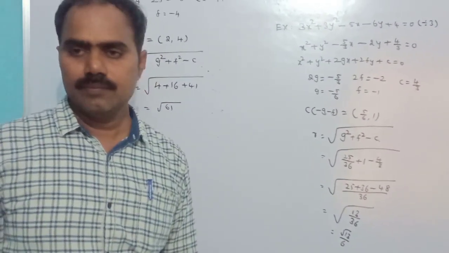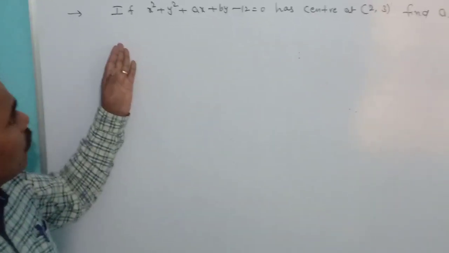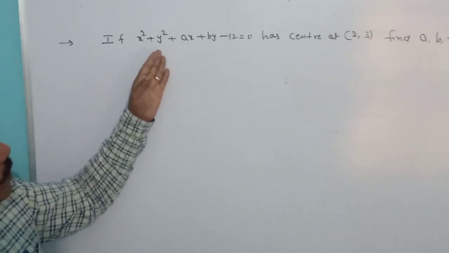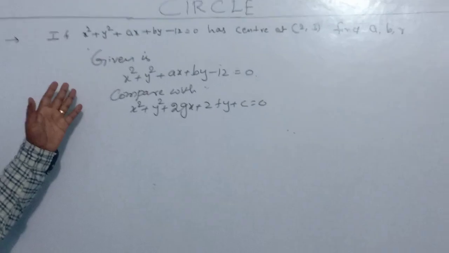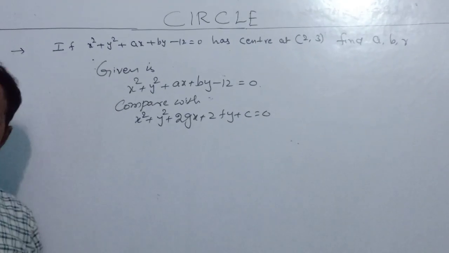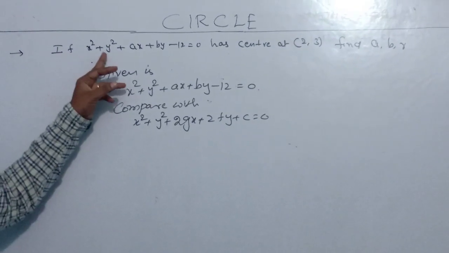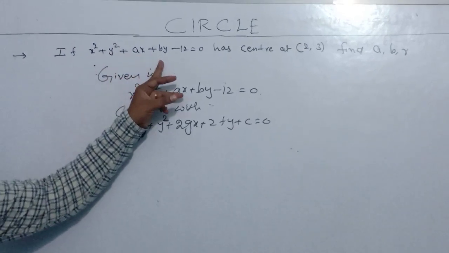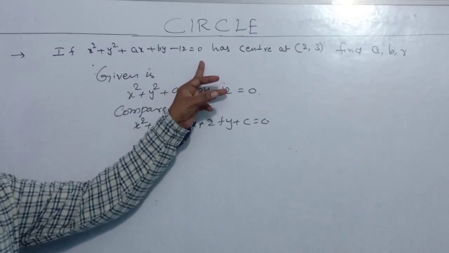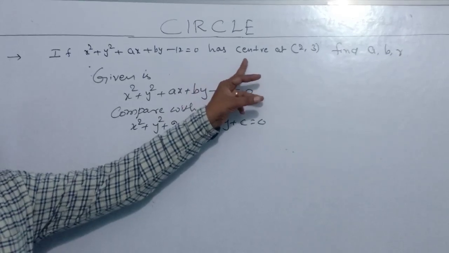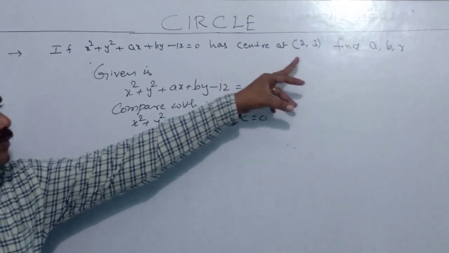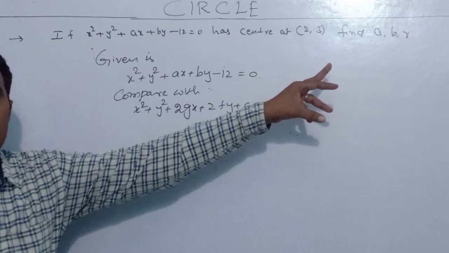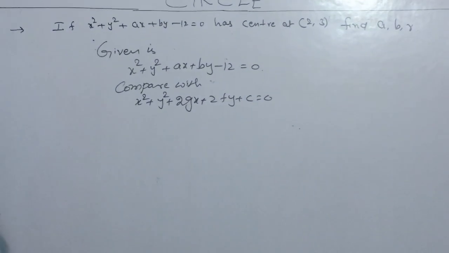Let us move to the next problem. If x square plus y square plus ax plus by minus 12 equals to 0 has the center at 2 comma 3, then find a, b and the radius of the circle.